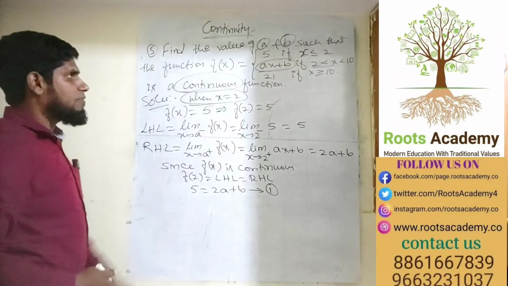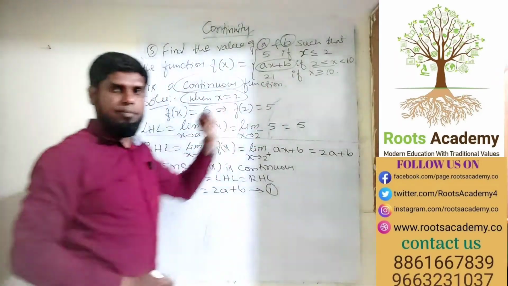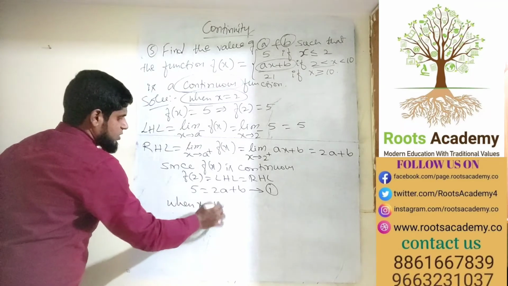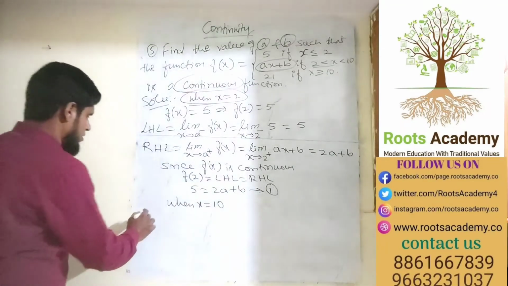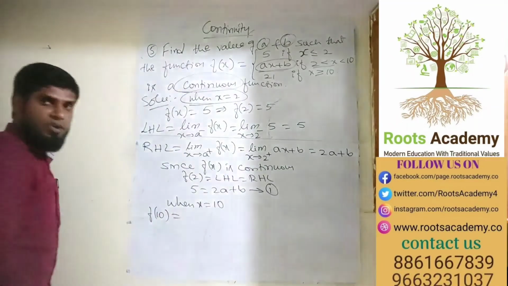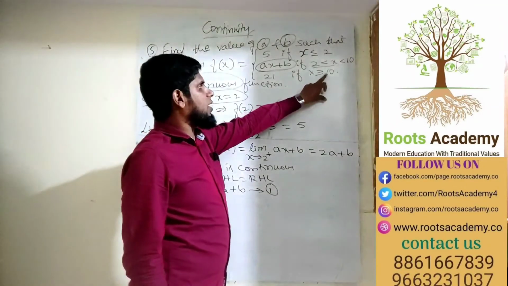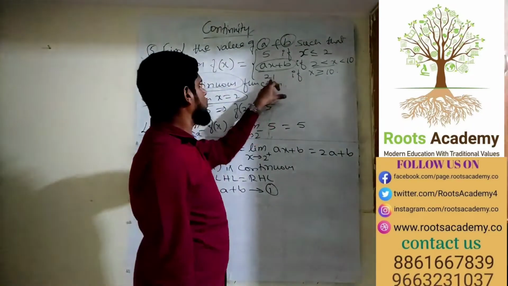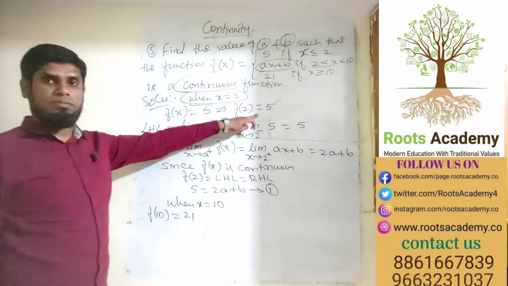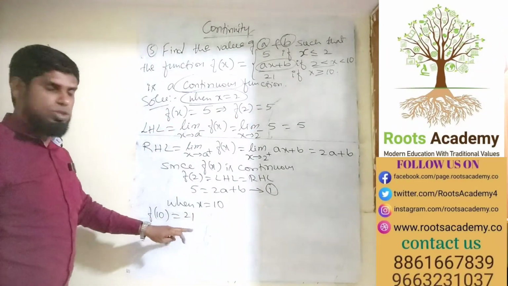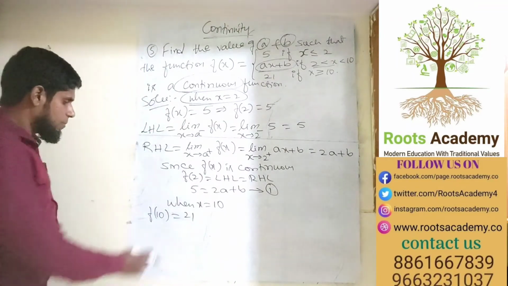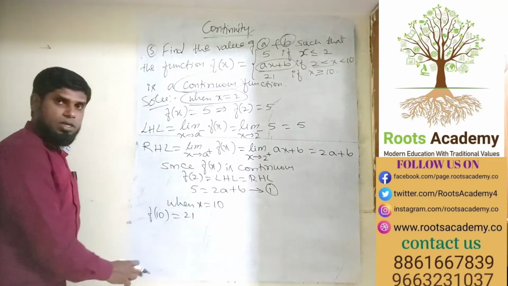Now let us take the value of x as 10 this time. So directly I will take f of 10. So student, there is the equality sign here. When x is equal to 10, it is 21. Because I already explained the concept above, I will try to avoid some steps. So I am directly writing the answers here.